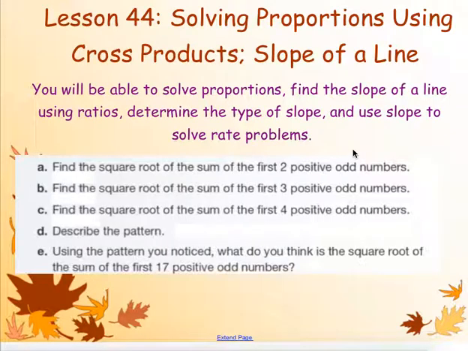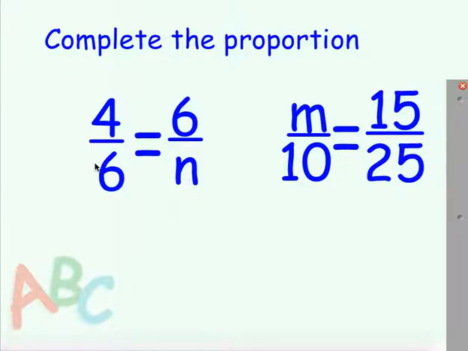Course 3, Lesson 44, we are looking at proportions using cross products and finding the slope of the line. So just kind of reviewing cross products and then looking at our slopes. So first we want to complete the proportion. There's a couple ways that we've learned to do this.